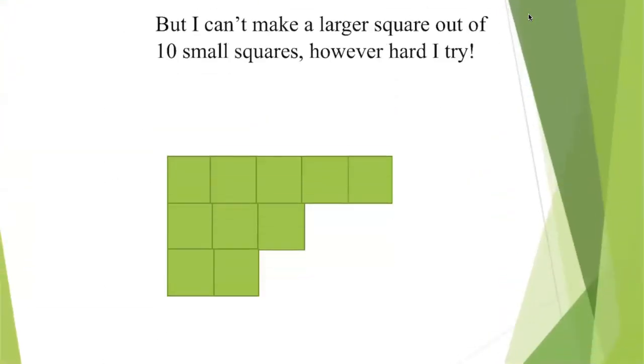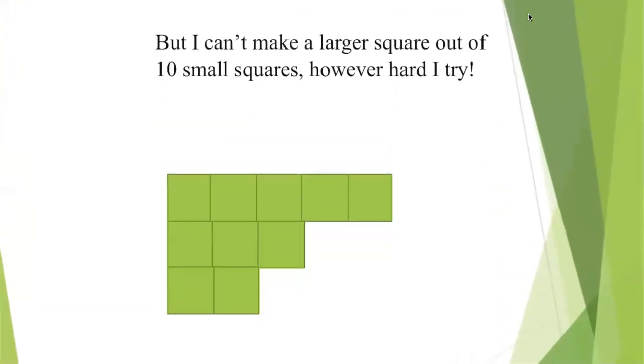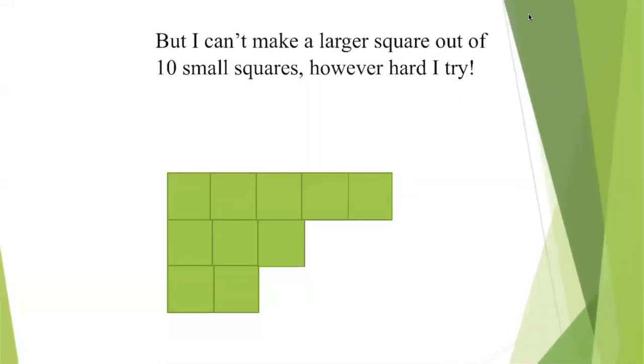But there are other numbers that we can't. So whatever we do, if we try and rearrange 10 small squares like this, we cannot make a square. Okay, so 10 cannot be a square number because we cannot make a square out of that many of these shapes. Try and think of it that way.